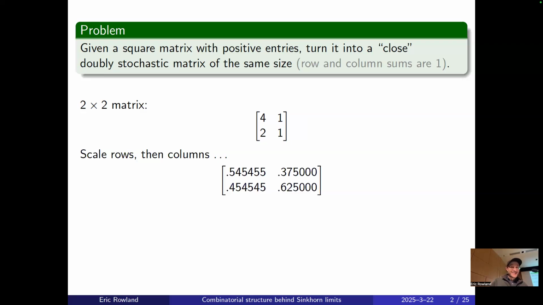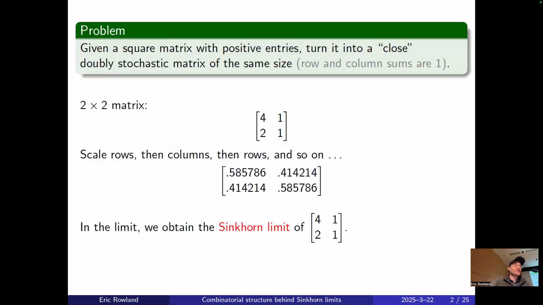And then great, right? No, because by scaling the columns, we broke the row sums. So now we have a column stochastic matrix that's not row stochastic. But no problem, we can scale the rows again. Now the row sums are 1. We've broken the column sums, so now scale the columns so that they're 1. And if you keep doing this, alternating between scaling the rows and scaling the columns, it turns out that the limit of this process exists. So this process converges to something.